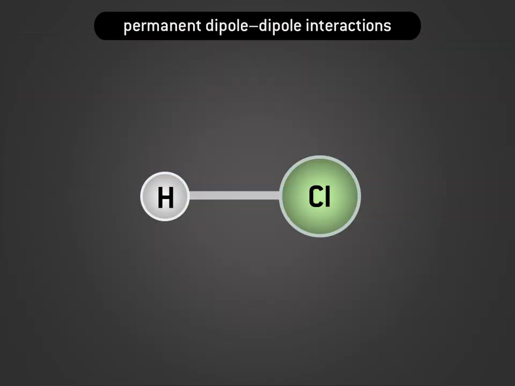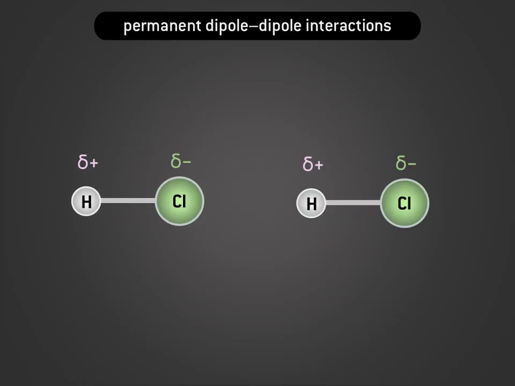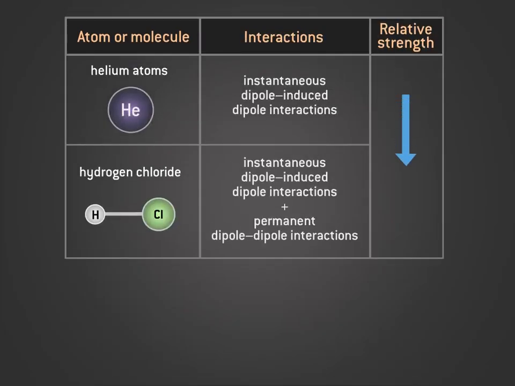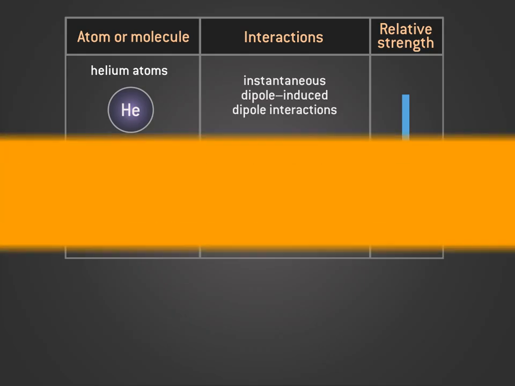But what if the molecule has a permanent dipole? Chlorine is more electronegative than hydrogen, so the hydrogen chloride bond is polar. Hydrogen chloride molecules have a permanent dipole, so permanent dipole-dipole interactions act between them. These interactions are in addition to instantaneous dipole-induced dipole interactions and are stronger.